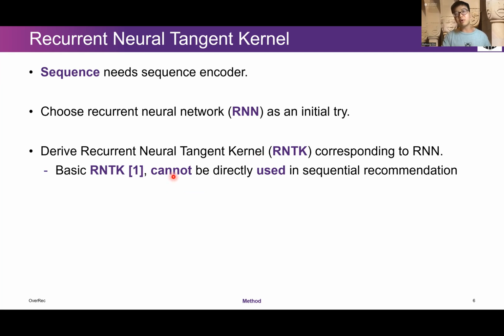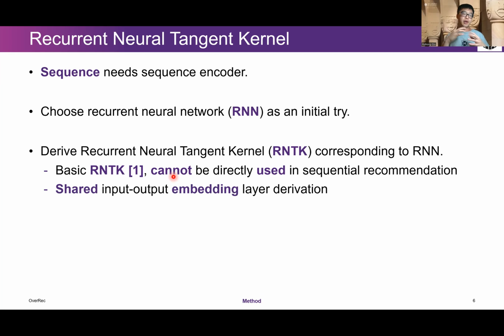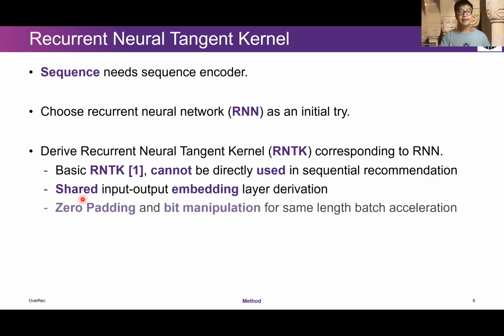But it has some problems and cannot be directly used in sequential recommendation. So what is the problem here? The first thing is that general recurrent neural networks do not care about the shared input-output embedding layer in our general usage of recurrent structures in sequential recommendation. So we make some extensions of the RNTK. The first is to calculate the RNTK with the shared input-output embedding layer. The second is to calculate the RNTK under the zero padding situation, which will accelerate the calculation by a very large margin.